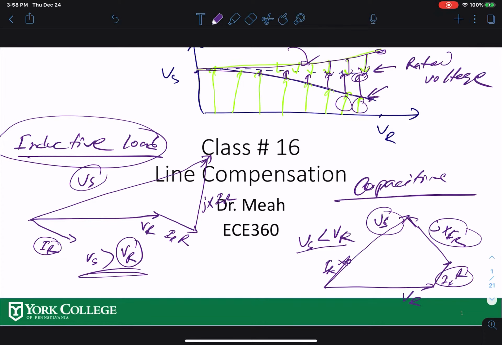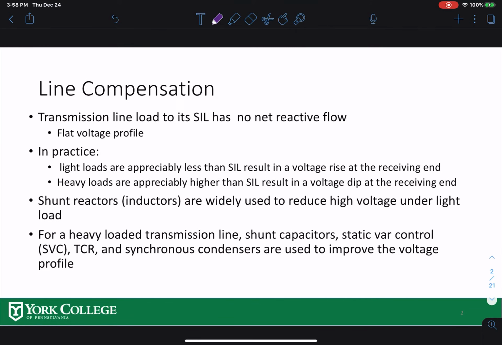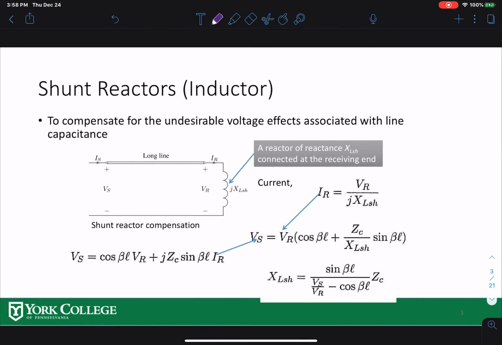So because of that, you need compensation either way. Sometimes you need to bring the voltage down, sometimes you need to support the voltage up. Normally an inductor is lagging, so it brings the voltage down. A capacitor, leading power factor, brings the voltage up. So that's why I have two different kinds of compensation here: shunt reactors, inductors, to bring the voltage down. In heavily loaded transmission, we need shunt capacitors, static VAR control, TCR, and other methods to bring the voltage up.